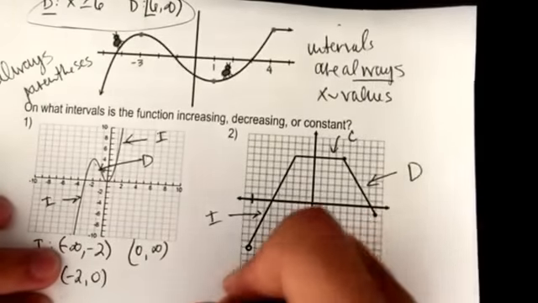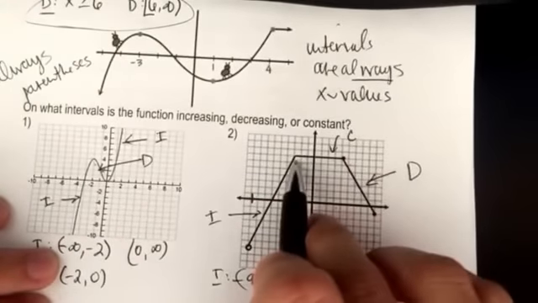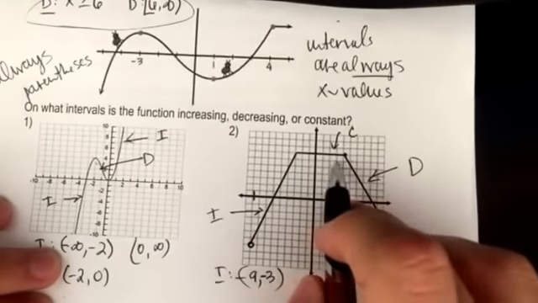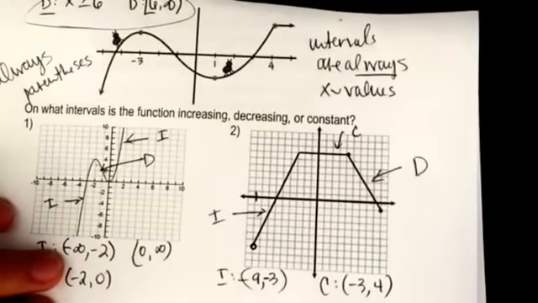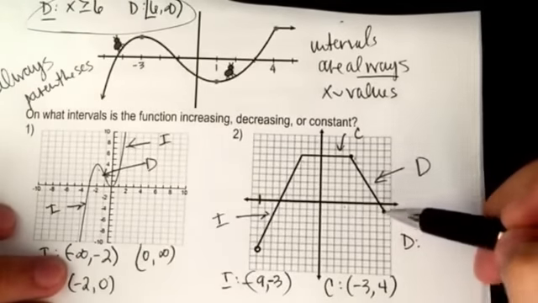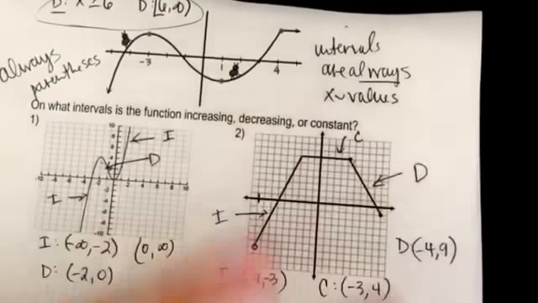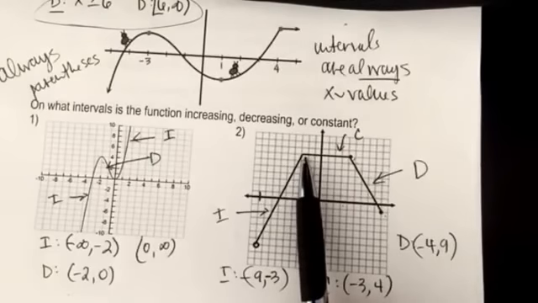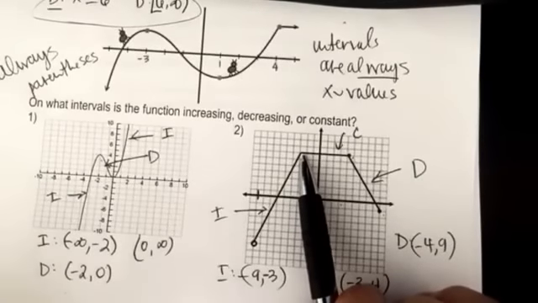So from negative 9 to negative 3, we are increasing. We start being constant at negative 3, and we stop being constant at 4. So from negative 3 to 4, we're constant. The last one is decreasing. We start decreasing at 4, and we stop decreasing at 9. So from 4 to 9. And again, notice every interval uses parentheses because those points of change are instantaneous. That point there is neither increasing, decreasing, or constant.